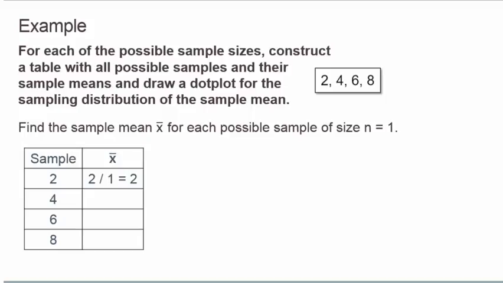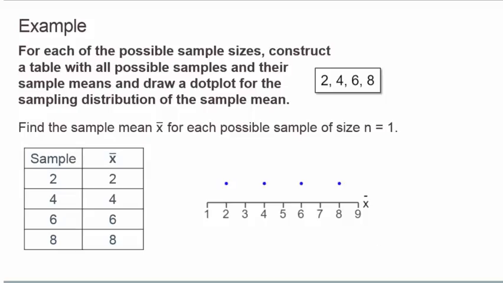Our next sample is 4, which is 1 data point. 4 divided by 1 equals 4. Our next sample is 6, which is 1 data point. 6 divided by 1 equals 6. Our next sample is 8, which is 1 data point. 8 divided by 1 equals 8. Our mean for our first sample is 2, our second sample is 4, our third sample is 6, and our fourth sample is 8. We draw our number line from 1 to 9 representing our mean, and then we put dots over 2, 4, 6, and 8.